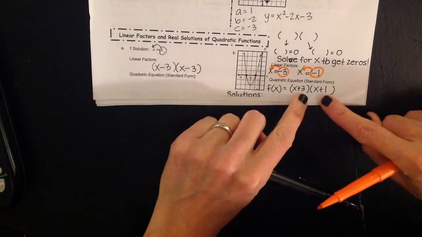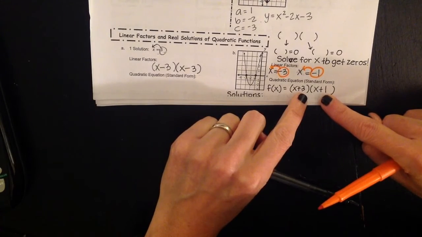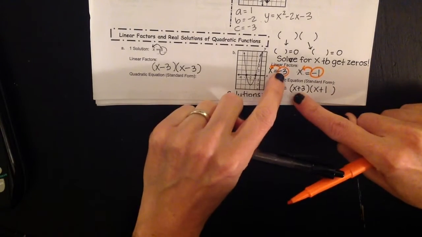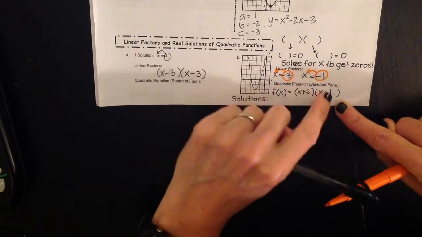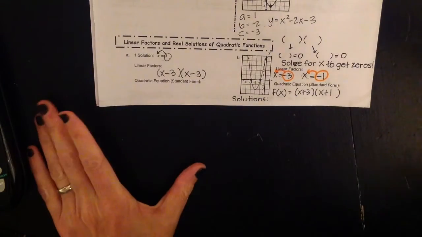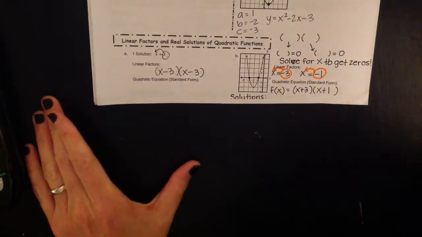So remember how we did inside the parentheses? It's always the opposite. Well, what's the opposite of a -3? +3. What's the opposite of a -1? +1. Okay? So it's kind of keeping that same trend or pattern. So hopefully this helped you match up quadratic equations.